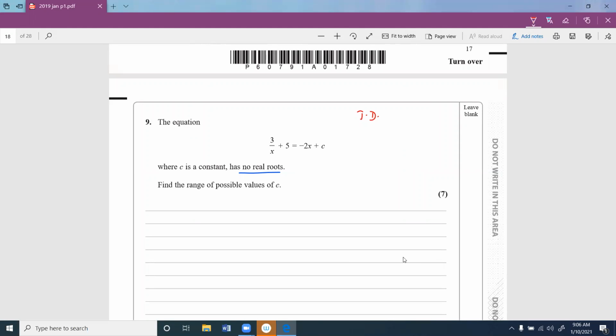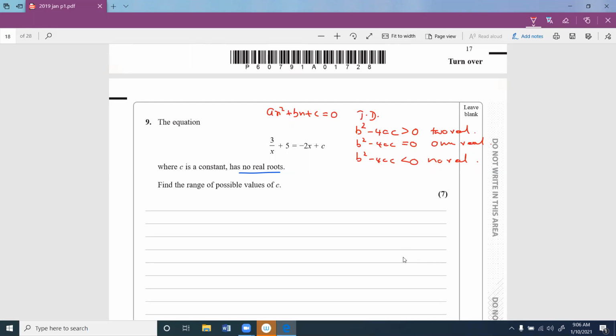The test of discriminant says, if b squared minus 4ac, in a quadratic equation ax squared plus bx plus c equals 0, is greater than 0, you get 2 real solutions. That's the fact you have to understand. If b squared minus 4ac is equal to 0, 1 real solution. If b squared minus 4ac is less than 0, you get no real solutions. That's the fact we have to understand. Right?